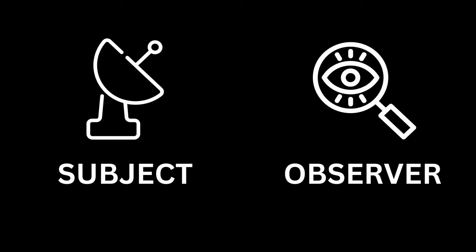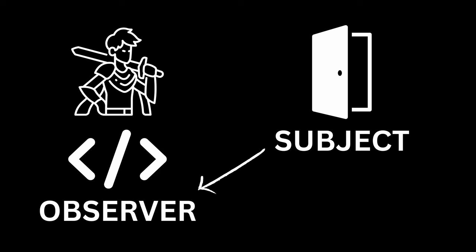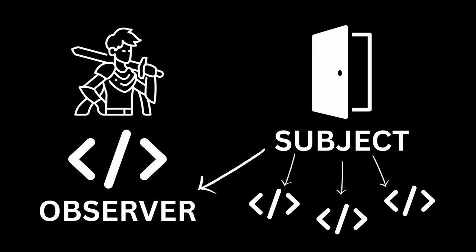In this pattern, there are two key roles, the subject and the observer. The subject notifies observers when something happens. In our game example, a general script managing the scene is the observer, waiting for the door, the subject, to tell it when the player passes through. The door could notify multiple components, not just one.